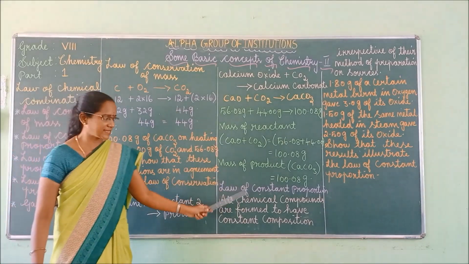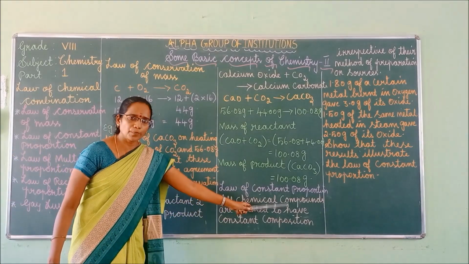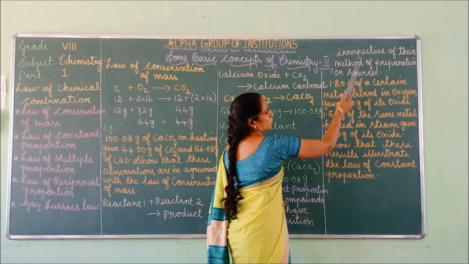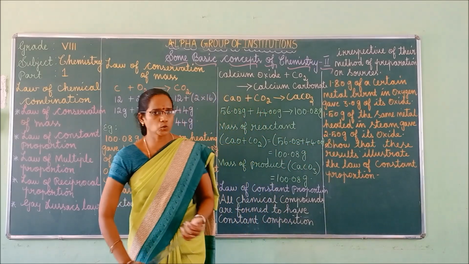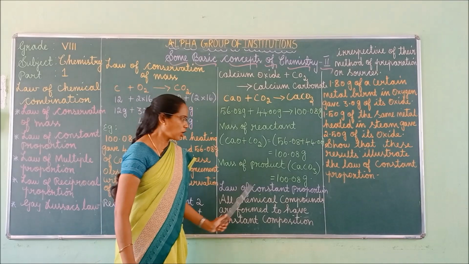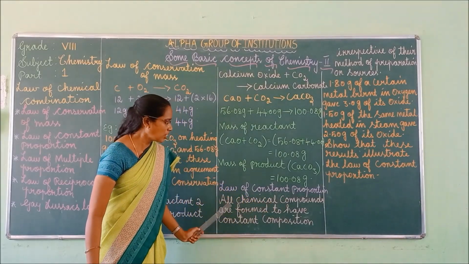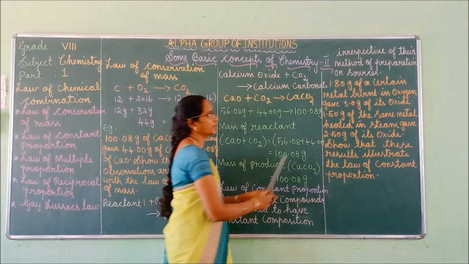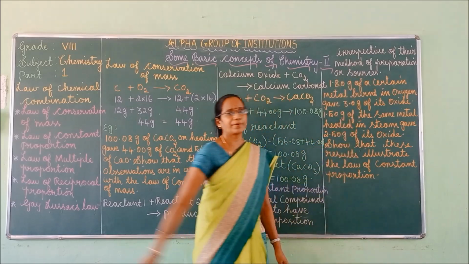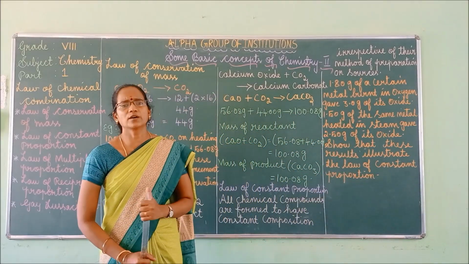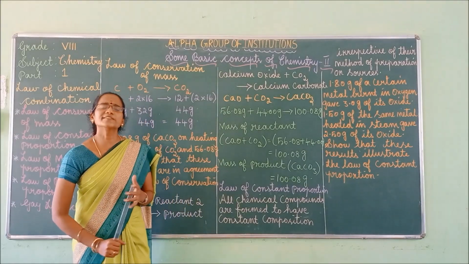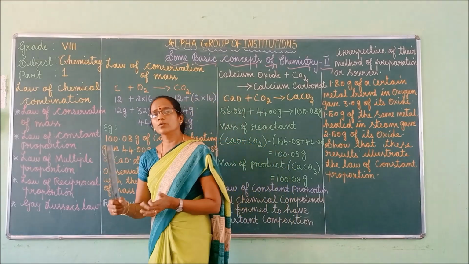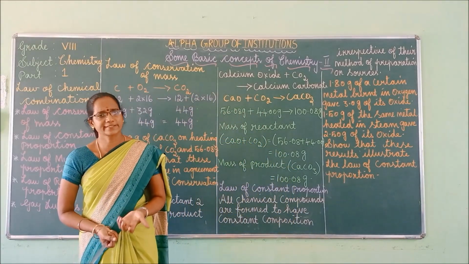Okay. Here this law states that all chemical compounds are found to have constant composition irrespective of their method of preparation or sources. Once again I repeat. The law of constant proportion states that all chemical compounds are found to have constant composition irrespective of their method of preparation or sources. For example, we know very well water is obtained from different sources like seawater, river water, well water, pond water, underground water, etc.